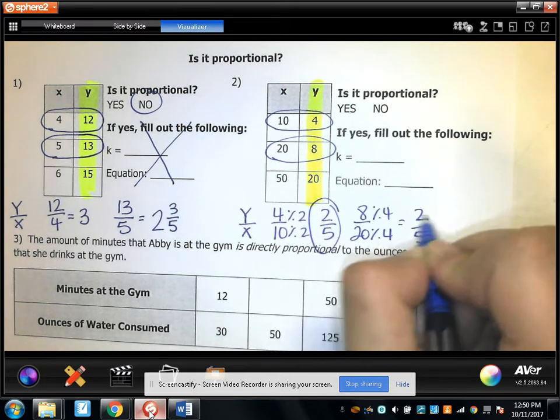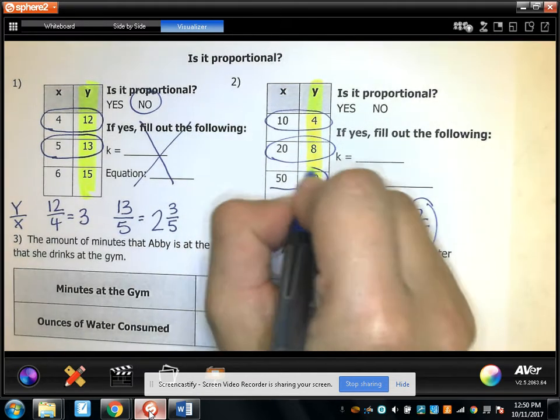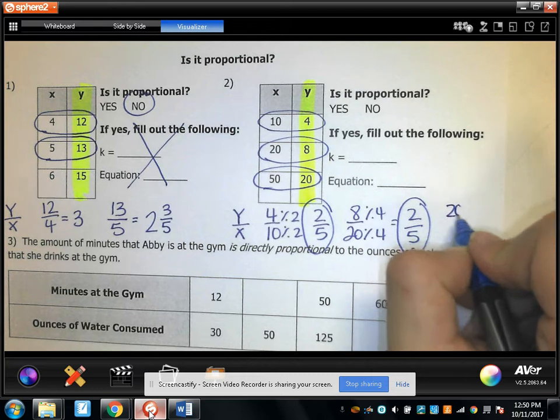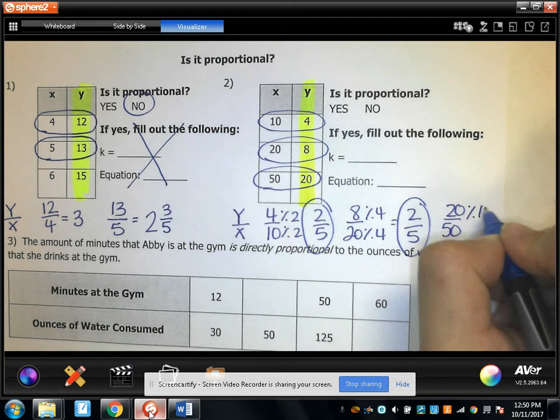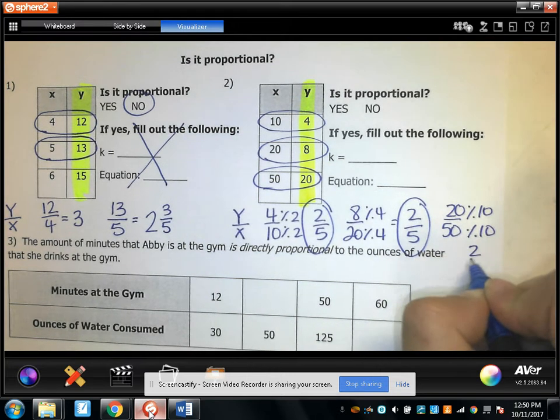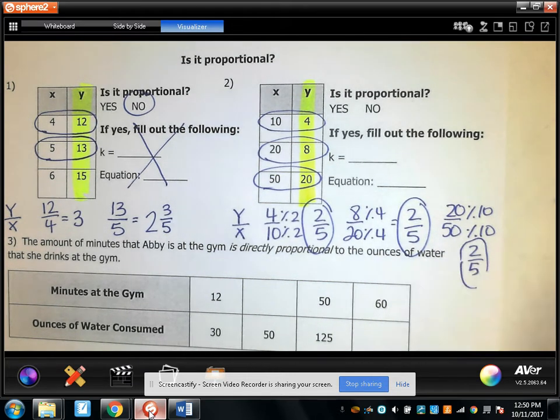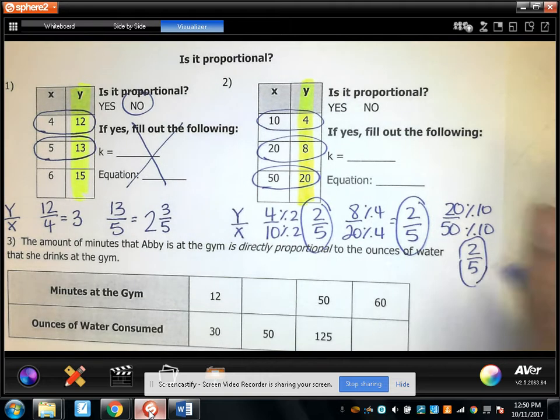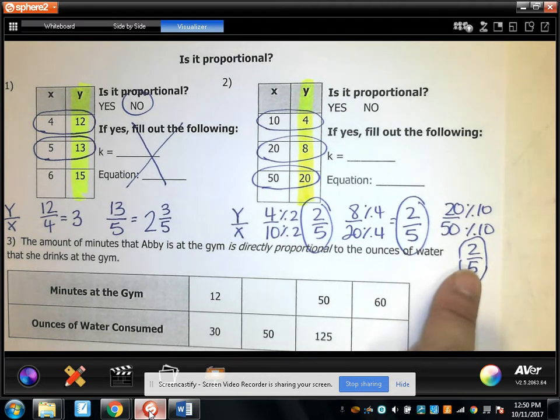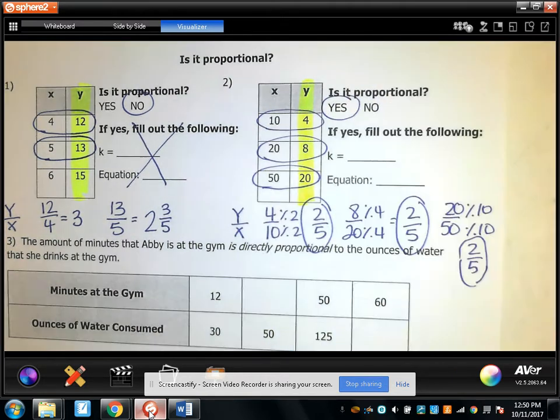All right, so far I've got the same answer twice. Let's see if this gives me the same answer. 20 over 50. Simplify it, and I get 2/5. Since I got the same answer every single time I divided y divided by x, this is a proportional relationship.